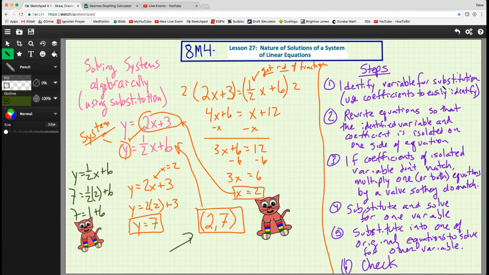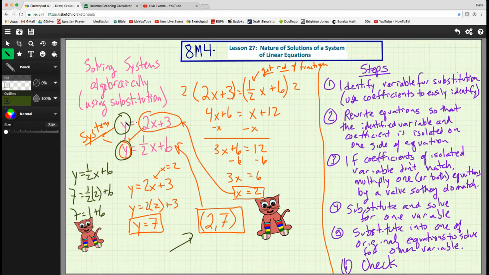Now these steps over here are just a summary of what we did. So we identified the variable for substitution. And in other problems, these first 2 steps are going to become critical. So here, the problem is set up neatly because I have y. I know that y is what I'm going to do my substitution on, and we'll look at steps 1 and 2 and see why they're necessary later on.